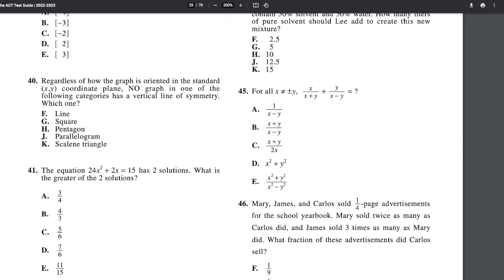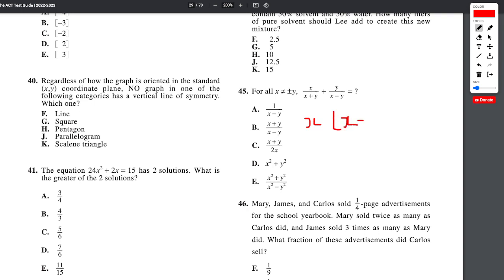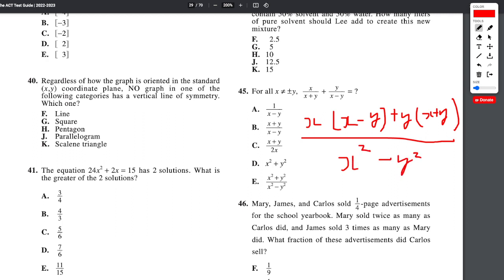Okay, 45. For all x not equal to plus or minus y, what is this? Well, what's our common denominator going to be? We're going to take x and multiply that by x minus y, and we're going to take y and multiply that by this denominator, x plus y. And at the bottom, it's going to be x plus y times x minus y, which is x squared minus y squared. So that simplifies to x squared minus xy.